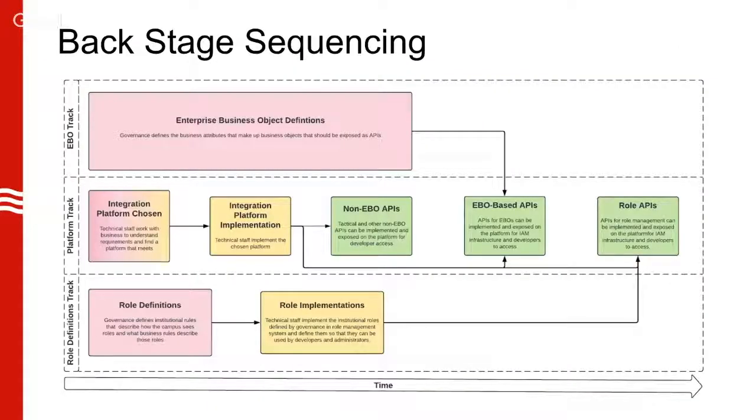Talking a little bit about sequencing, we as a team sat down to say, what are the things that we can start today that don't have any precursors that are absolutely essential to taking the next step? And a lot of that really gets around this idea of enterprise business object definition. What do we really have to do to be able to come up with an institutional definition for what a student object might look like, or a course object, or a job object, or things like that?